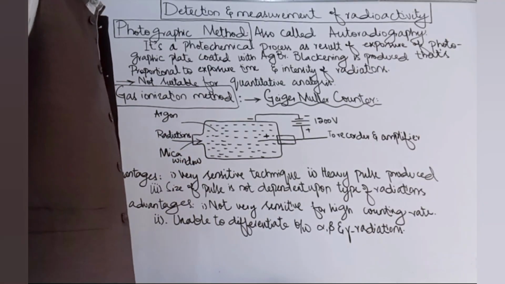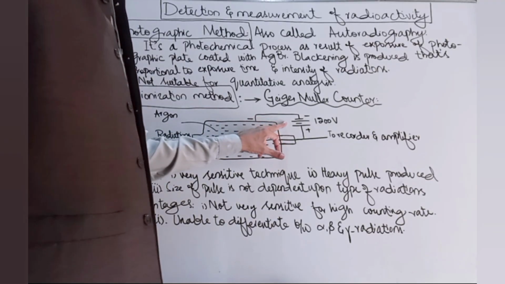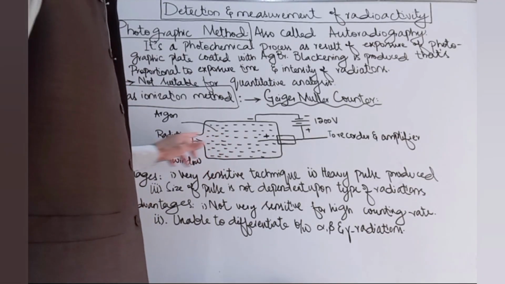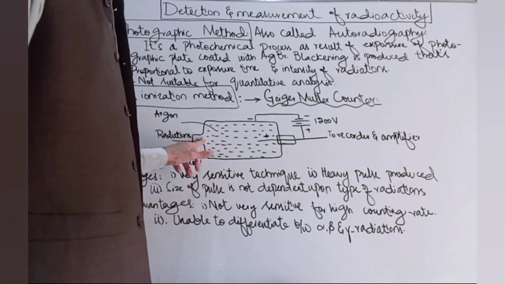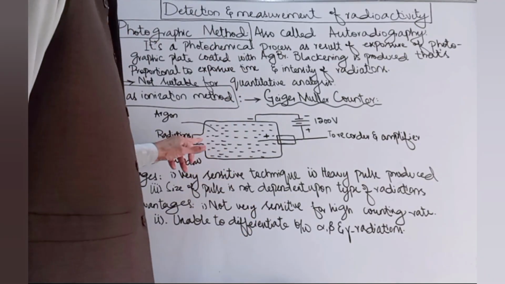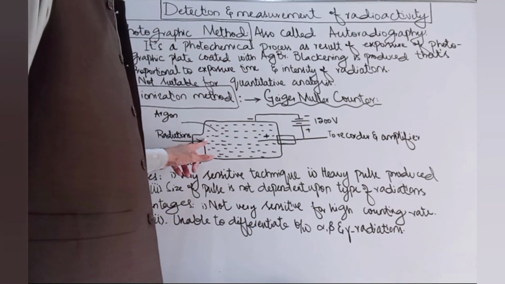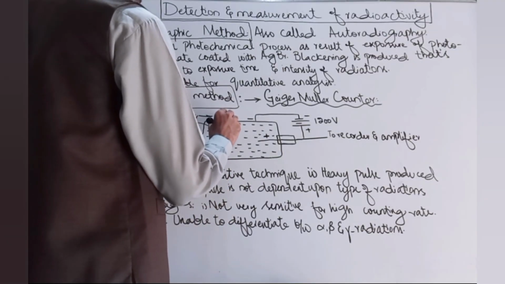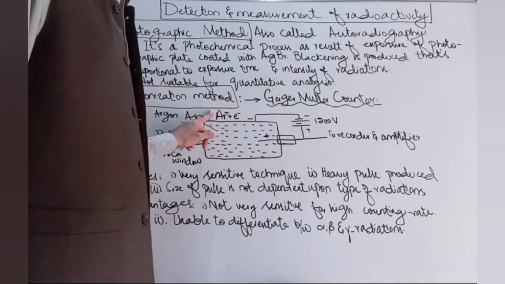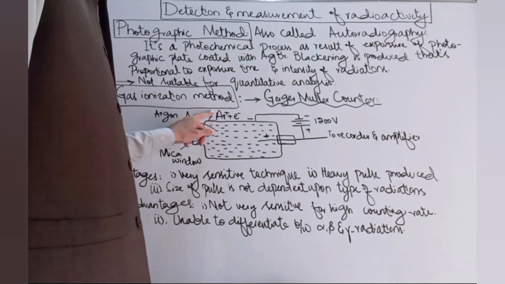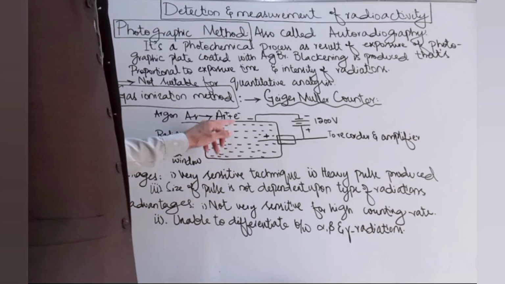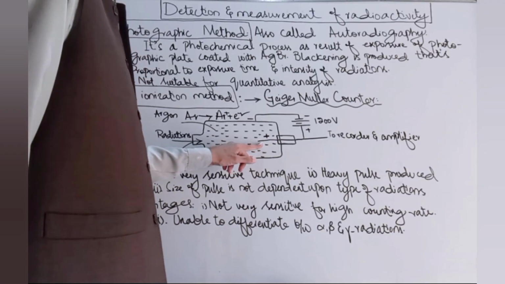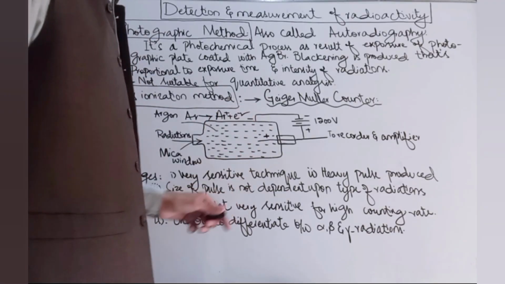So if we talk about the working of the GM counter, the chamber is connected to the potential source and radiations are made to enter the chamber. Whenever the radiations enter the chamber, they have ionizing power and they knock out electrons from the argon atom, producing electrons and argon cations, Ar plus. The positively charged argon cations are accelerated toward the cathode, whereas the electrons are accelerated toward the anode because a strong electric field is present between the cathode and anode.